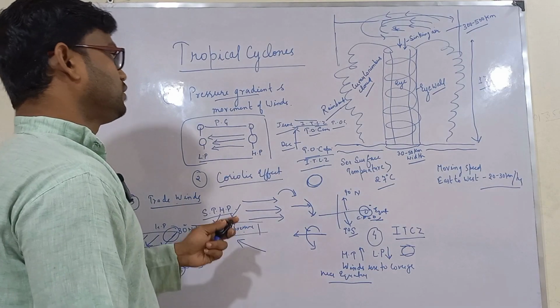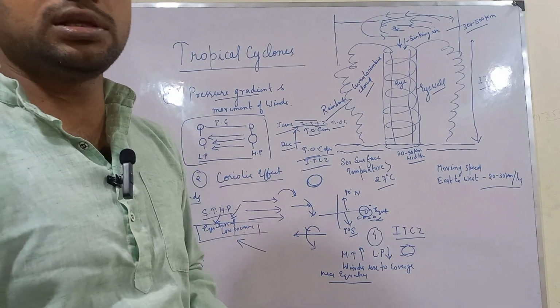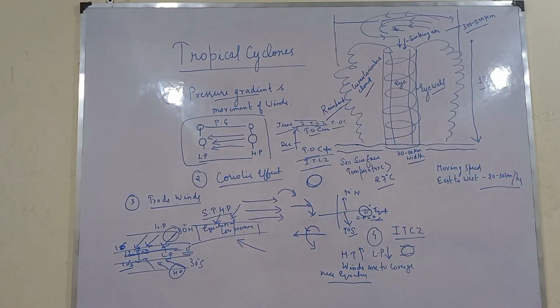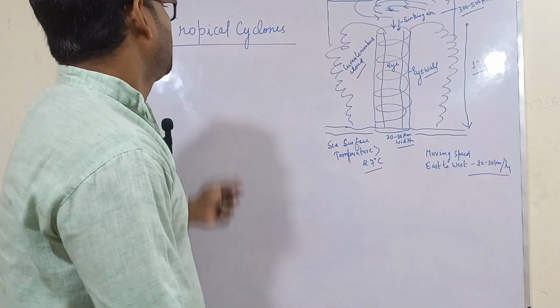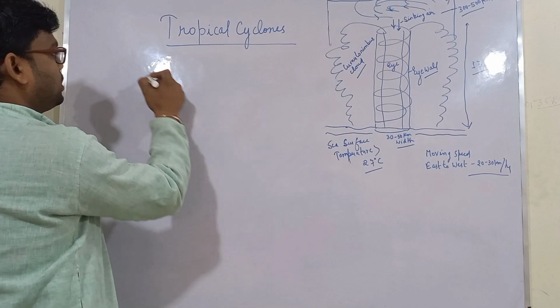Now if you are clear with these 4 points, we will come to our first topic, that is, what is a tropical cyclone. So now we will come to our first topic, that is the definition of a tropical cyclone. So how do we define tropical cyclones?